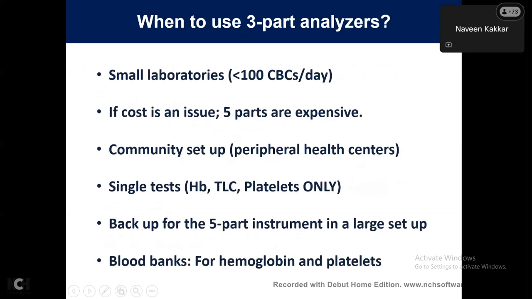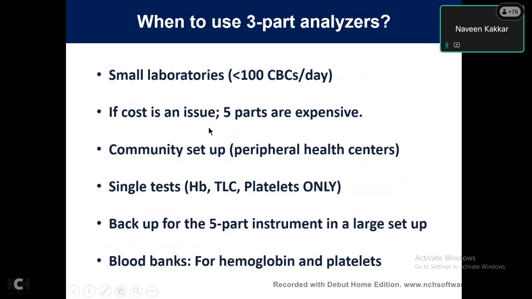So when to use three-part analyzers? Look at this analyzer, which is a smaller version for small laboratories, which deal with usually less than 100 CBCs a day, even 20, 30, 40, that's fine for a three-part. It'll be tough to handle a workload of 800 plus or 500 plus on a three-part, although you can push it, but you compromise on its life usually.